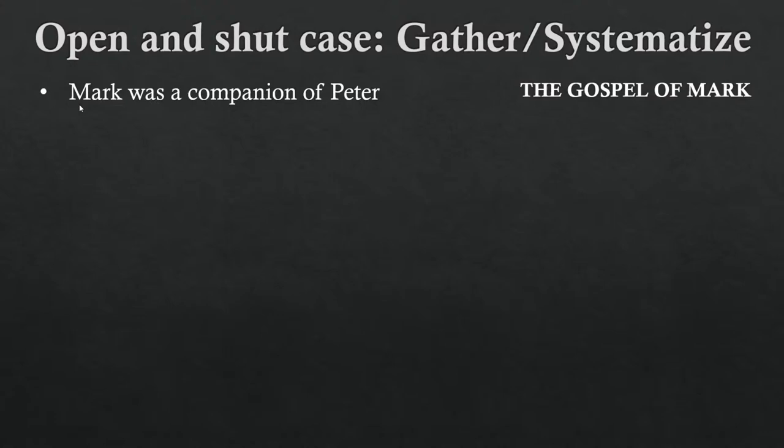So traditionally the story goes something like this. Mark was a companion of Peter. He didn't know Jesus personally, but he knows Peter, who knew Jesus personally. Peter gives Mark the material he needs by recounting all of the stories and telling him all that he remembers about what Jesus said. Mark then writes it down between 50 and 74 AD, according to most scholars.